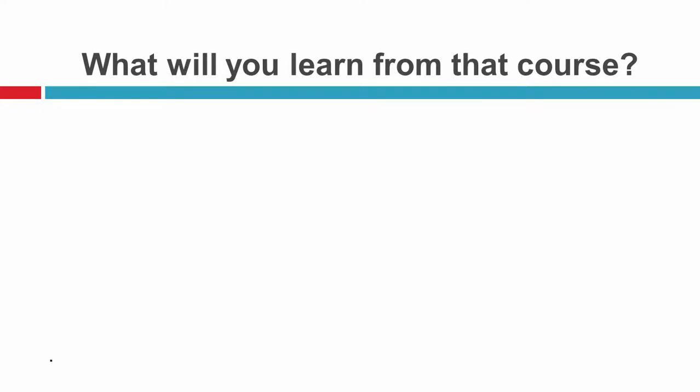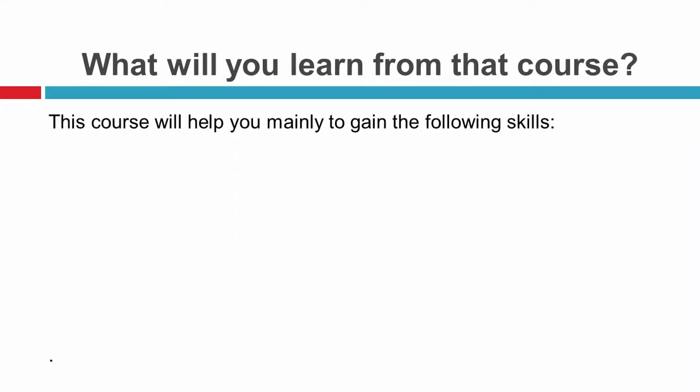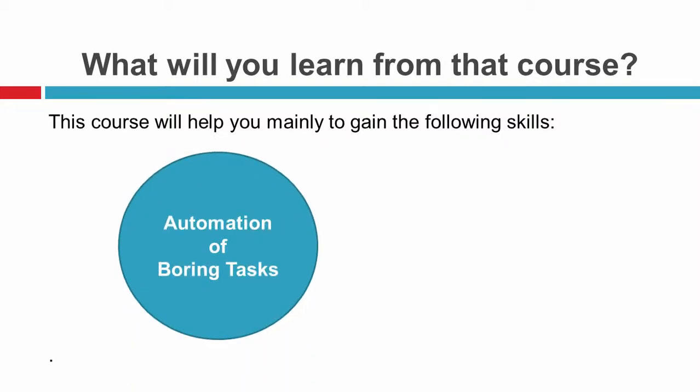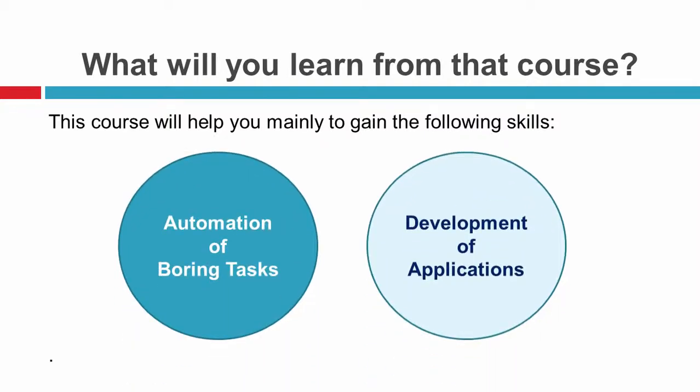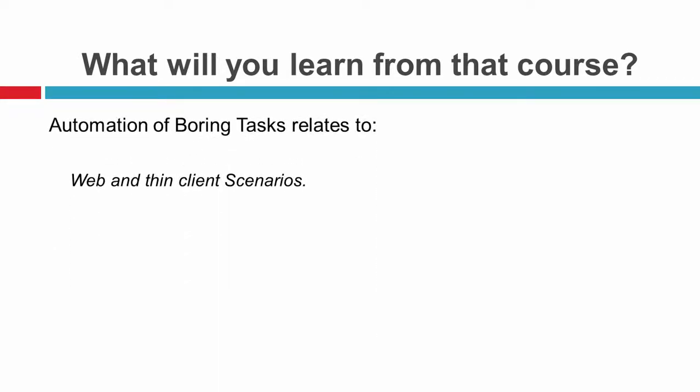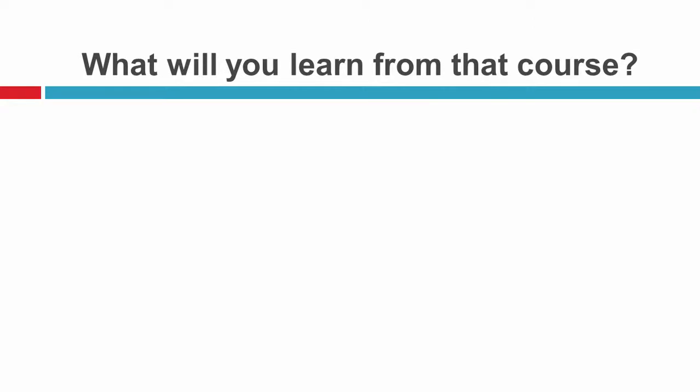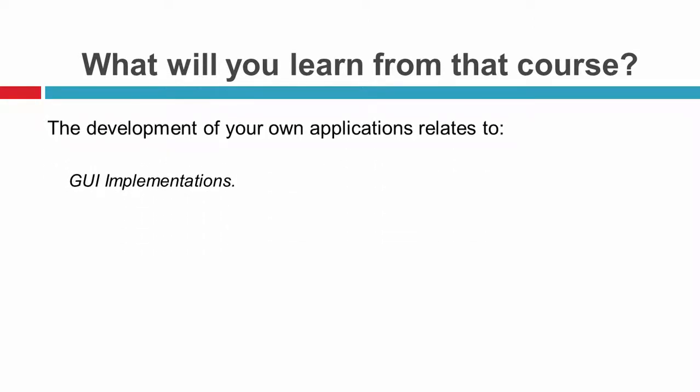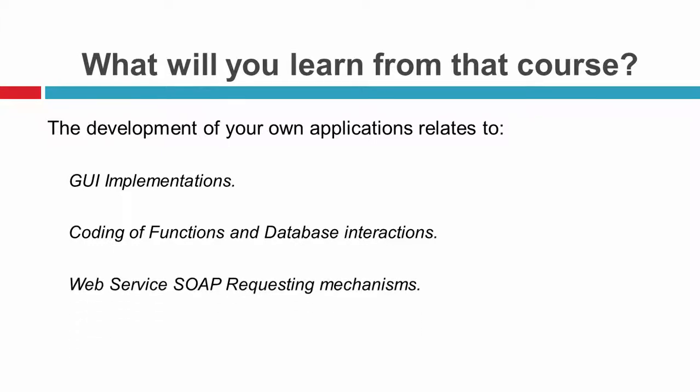What will you learn from this course? This course will help you mainly to gain the following skills: automation of boring tasks and development of applications. The automation of boring tasks will relate to web and thin client scenarios plus fat client scenarios. The development of your own applications relates to GUI implementations, coding of functions and database interactions, web service SOAP requests and mechanisms, and XML DOM parsing.